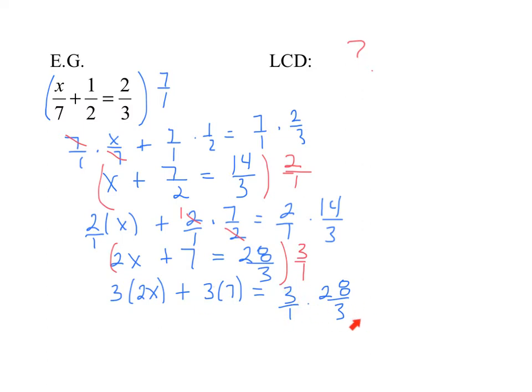Then I'm going to cancel these 3's and continue to simplify the equation and then eventually solve for x. After getting rid of 3, we now have the equation 6x plus 21 equals 28, which is just like the result after multiplying by the 42 in the previous problem. I'm not going to finish solving, but you see how the 42 just makes it faster than going step by step by step, one denominator at a time. But you can still use that in an emergency case if you can't figure out your LCD right from the start.